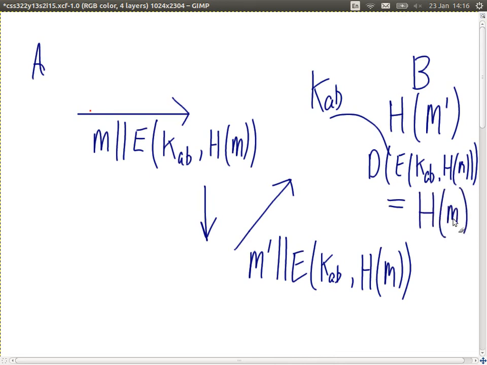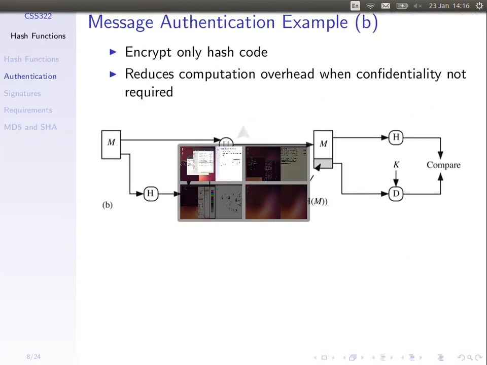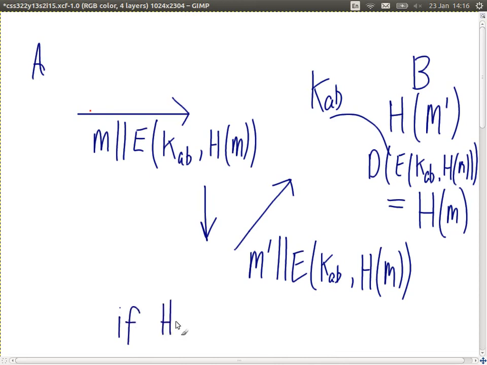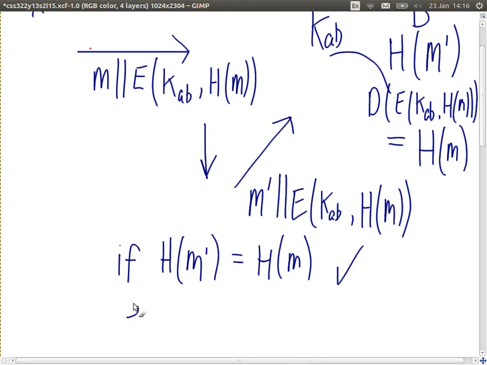So we have the hash of M and the hash of M prime. M and M prime are different messages. Now we compare. And the outcome: if the hash of M prime equals the hash of M, then accept. Otherwise, reject. That is, don't trust it. If they are the same, we trust the message. If they're not the same, don't trust.